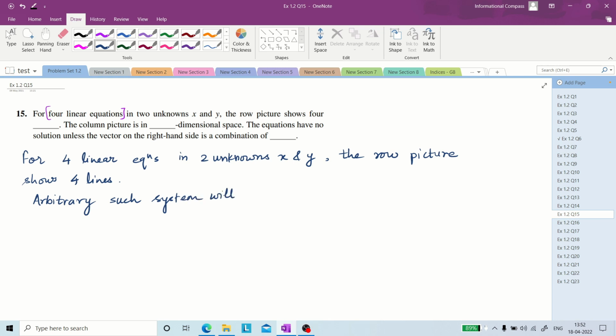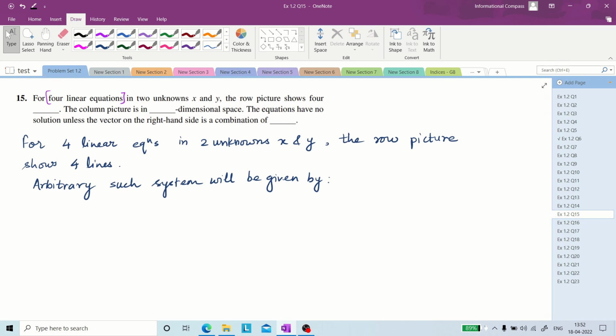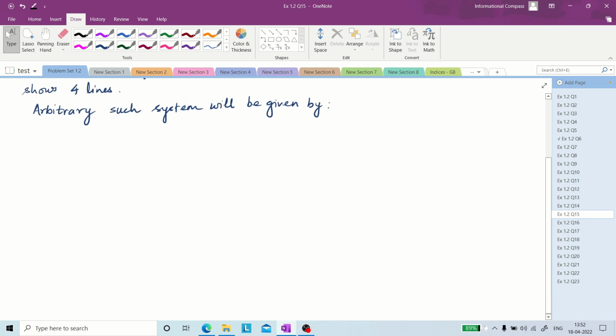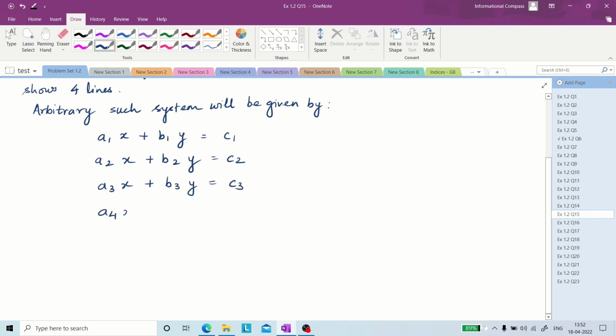so let's write down the equations. Yes, please solve it with me. I would encourage you to solve it along with me so that it will save your time as well as enhance your confidence in solving the questions. I'll give you the system of equations in case you're stuck. That is a1x plus b1y equal to c1. Can we consider this? Similarly for these four, c3, a4x plus b4y equal to c4.